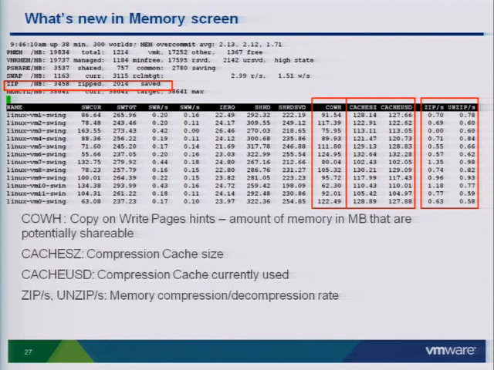And these counters, zip and unzip per second, tell you what the compression activity and the decompression activity is. The top line also shows you how much memory has been saved because of compression. So here it shows almost 2 gigs of pages have been saved by compressing them.